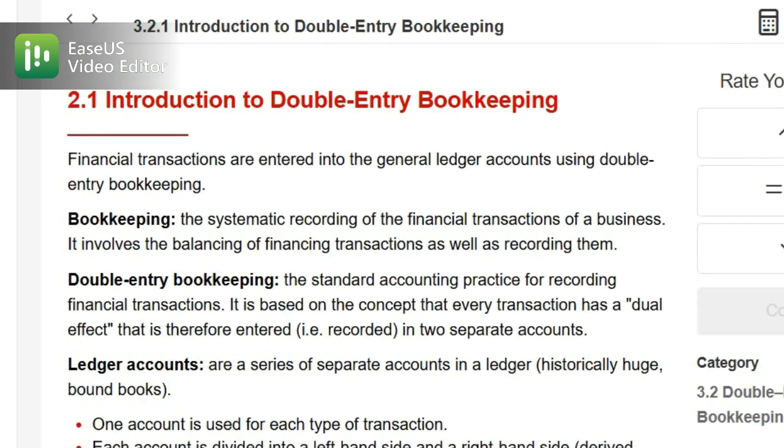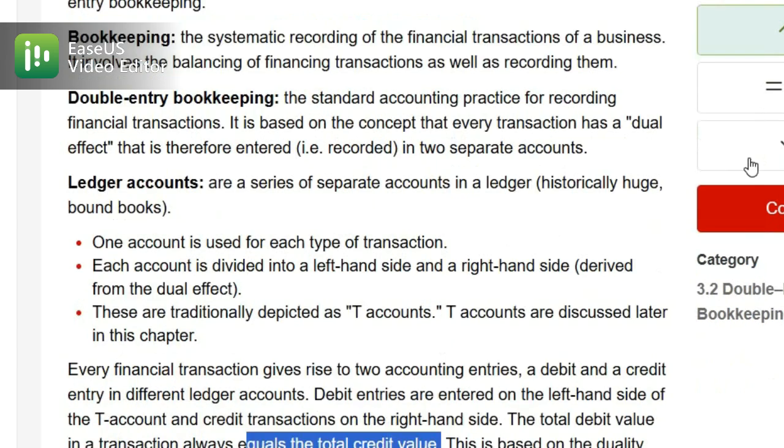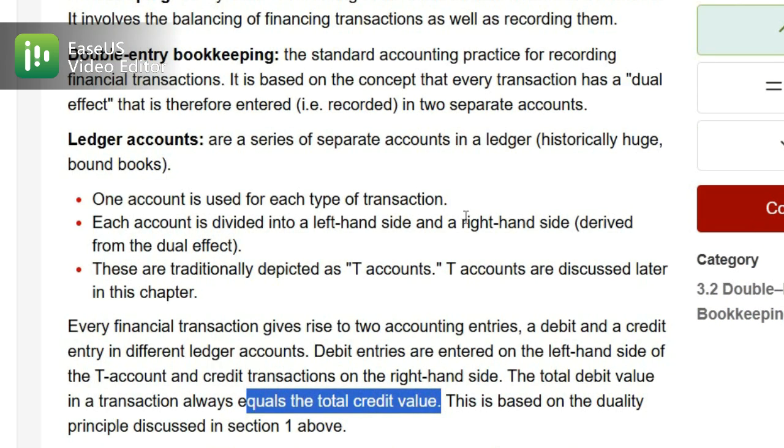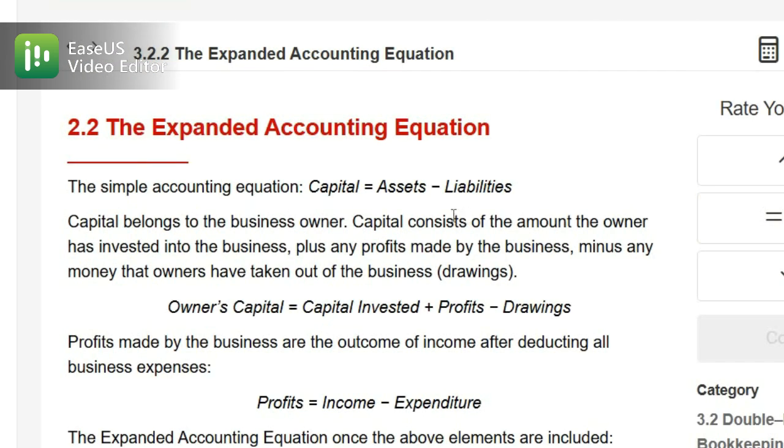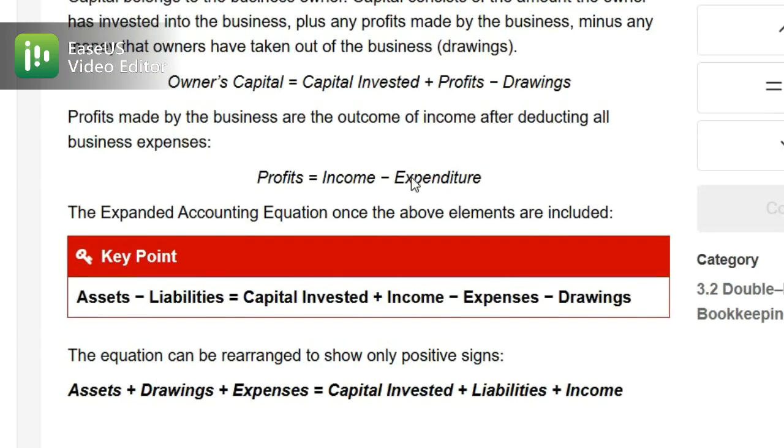In the next lecture, which will be lecture number 20, hopefully, we will talk about the expanded accounting equation. We will discuss this in great detail.